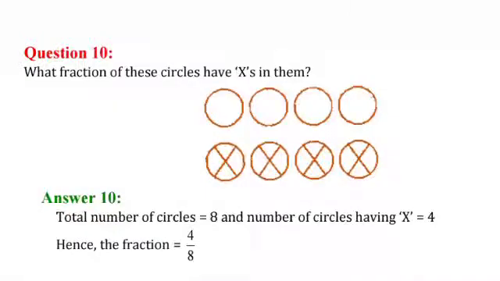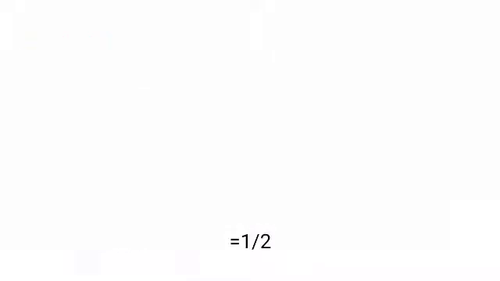10th question is what fraction of these circles have x in them? So total circles we have 8. In that 4 circles we have x. So 4 by 8 is equal to 1 by 2. 1 4 is 4, 2 4s are 8. So 1 by 2 is our answer.